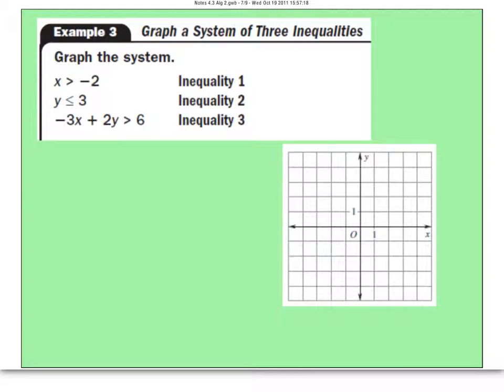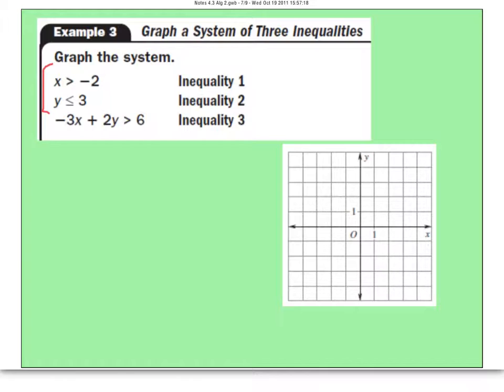Okay, let's look at another system. This time I have 3 inequalities, so I'm just going to do 3 on the graph paper, and where all 3 overlap is my answer. This is a good review. These first 2, if you notice, are just equations or inequalities with just one variable. So these 2 are either horizontal or vertical lines. So let's just try to remember.